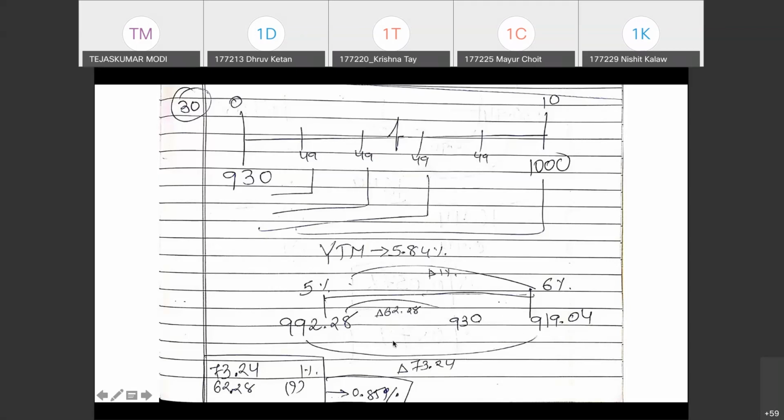So I will use the unitary method now, right? For a 73.24 rupee change in the present value, the change in discount rate is 1%. For 62.28, how much change is required here? That comes to 0.85. I'm going from 5 to 6. The change is 0.85. So 5 plus 0.85, which is 5.85, is close to what we got using the Excel formula. So you can also do this manually. That is what I'm saying, right?